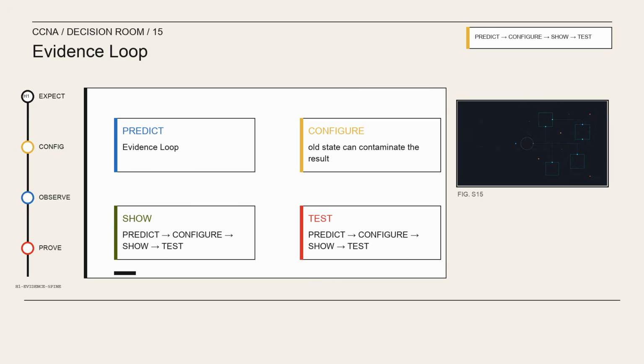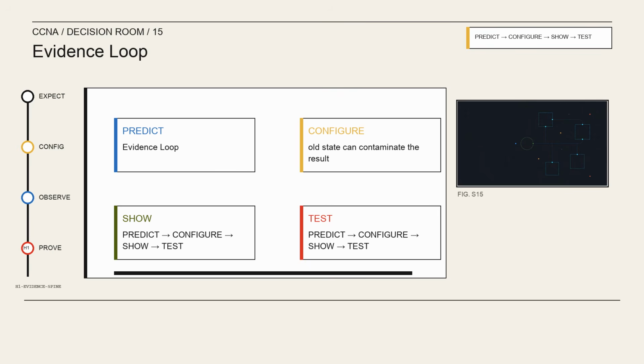Do not memorize one perfect sequence that only works on one topology. Your repeatable loop is predict, configure, show state, test the data plane, and explain the mismatch. A syntactically accepted command is not proof that the network works.